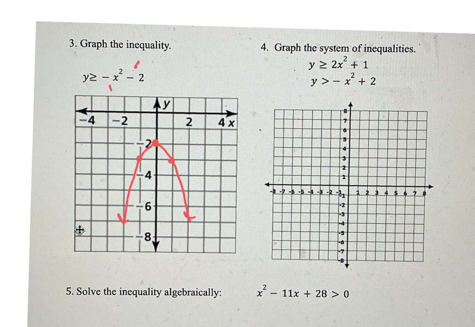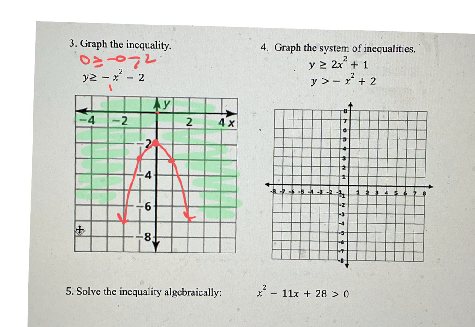And then what we did, we had to plug in a point to see where to shade. Because it doesn't go through 0, 0, I'm going to put 0 for y, 0 for x, and that gives me 0 is greater than negative 2. That's true. And because it's true, I'm going to shade where 0, 0 is, which is outside the parabola. So I'm shading everything outside that parabola. It's kind of a Christmassy looking graph.